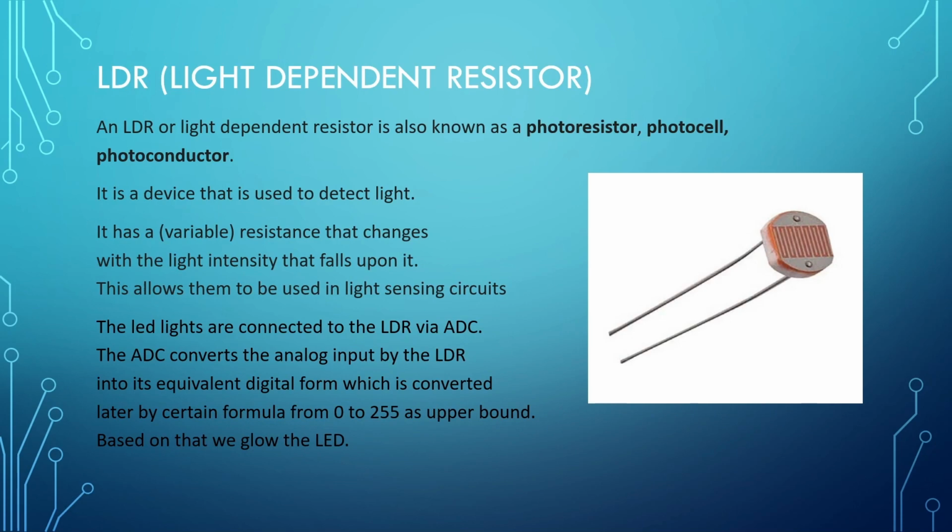Our next element is LDR. An LDR or light dependent resistor is also known as a photoresistor, photocell or photoconductor. It is a device that is used to detect light. It has a variable resistance that changes with the light intensity that falls upon it. This allows them to be used in light sensing circuits. The LED lights are connected to the LDR via ADC. The ADC converts the analog input by the LDR into its equivalent digital form, which is converted later by a certain formula to a range from 0 to 255 as upper bound. Based on that, we glow the LED.